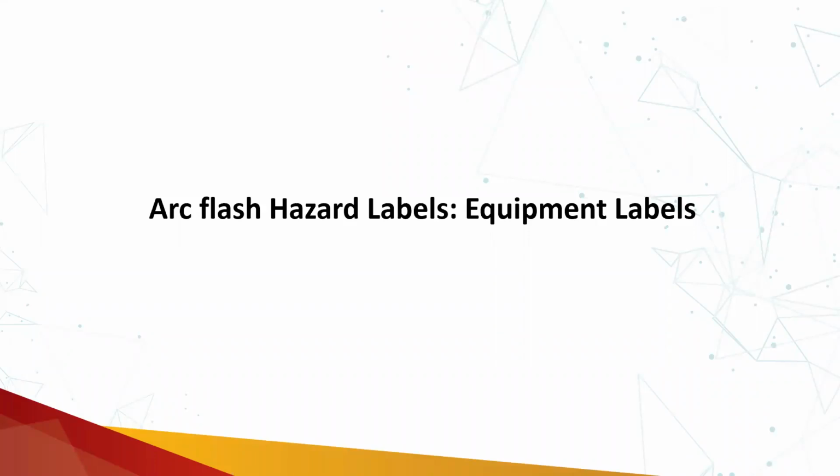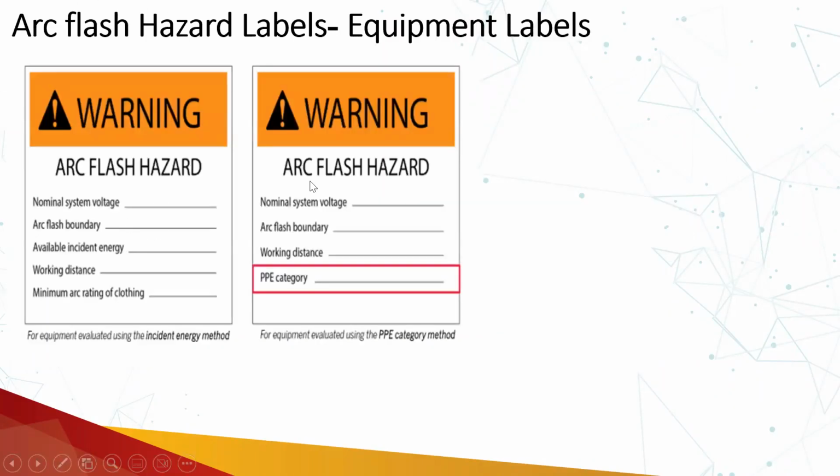Okay. Arc flash hazard equipment labels. So these are the two outcomes of the arc flash risk assessment and shock risk assessment. If we are using an incident energy analysis method, we will be using this type of label, because here it says the available incident energy, working distance, and the minimum arc rating of the clothing. If we are using a PPE category method, we will be using this type of label because it talks about the PPE category 1, 2, 3, 4. We cannot use this label for the incident energy analysis method and this label when we are using a PPE category method. That will be wrong.